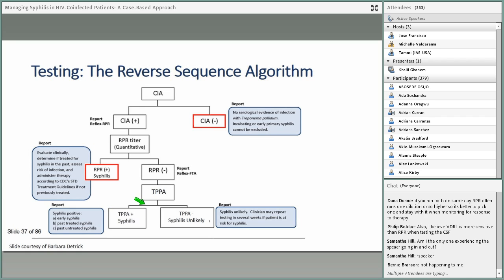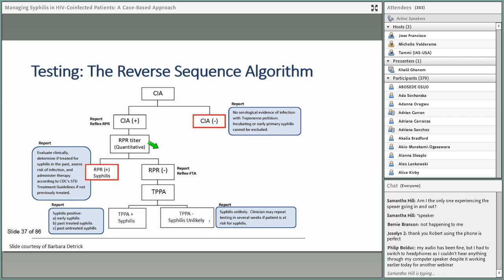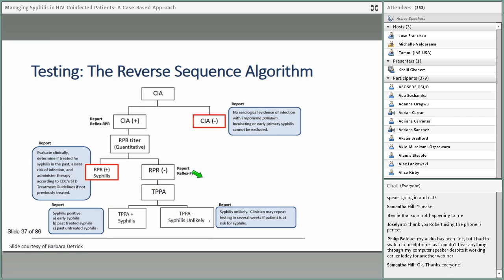So if the RPR is positive, now you have a positive CIA and you have a positive RPR, then you can stage the patient appropriately. You'll go back to the patient and try to figure out if they have early syphilis or late syphilis. Very straightforward. On the other hand, if the RPR is negative, now we have a positive CIA and a negative RPR. We have to make sure that the CIA is not a false positive.